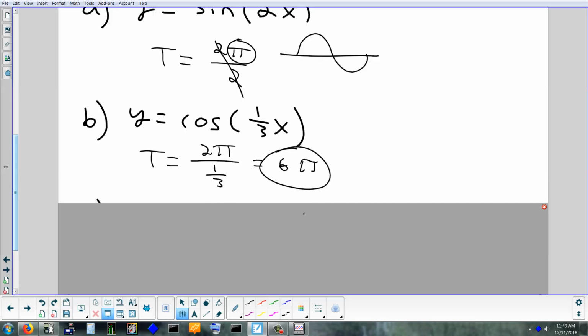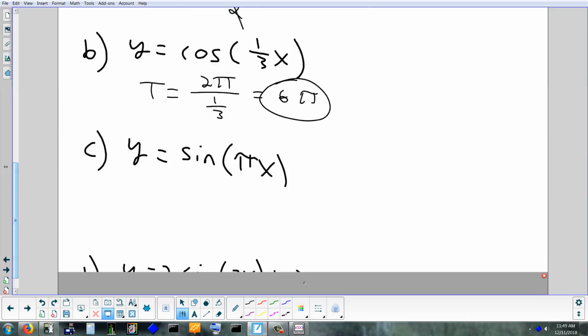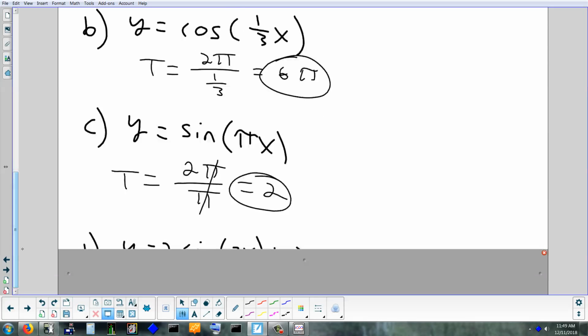All right, let's look at this one. Okay, what would be the period here if it was 2 pi over pi? 2. So this would actually be one where your x-axis labels would be very nice. Okay, the period, you could label your x-axis, you could go by ones. You wouldn't even need pi in them, right? Because the pi ends up canceling.